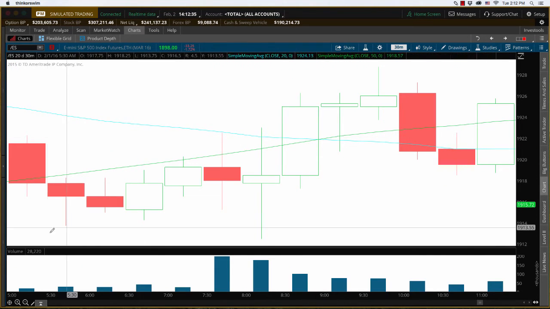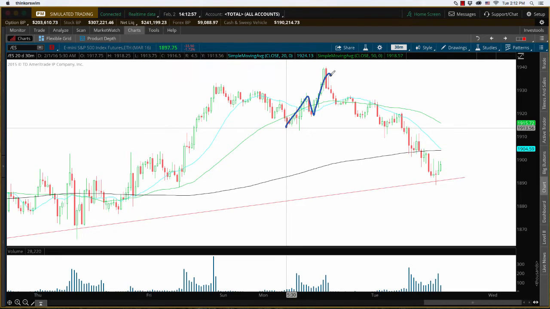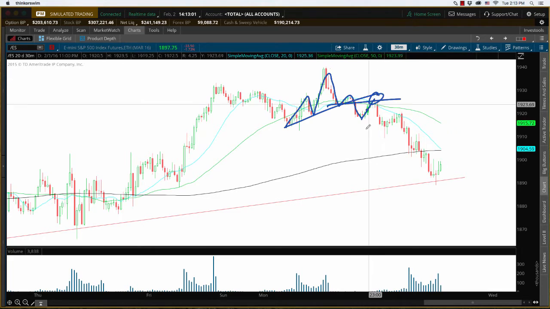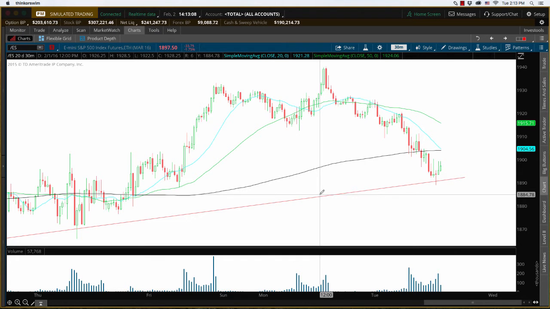Whoops, let's zoom back out on that. Left shoulder, head, right shoulder, excuse me, and a kiss goodbye. And you've got your general violation to the downside. Now that's a micro pattern on a 30-minute time frame, but that's where we're looking at.